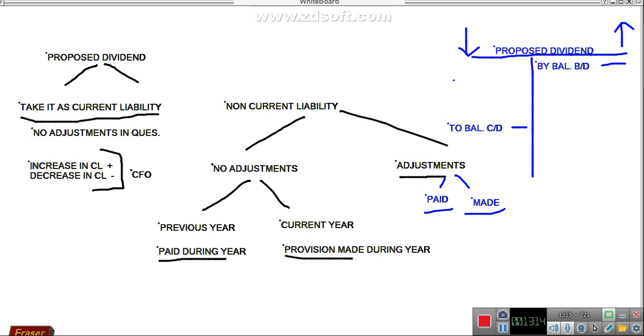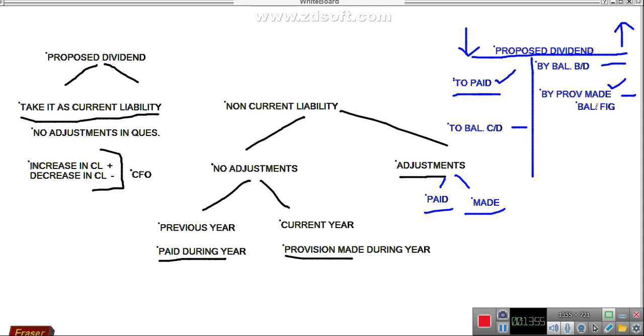So if you have been given dividend paid during the year, it is decreasing the liability, so it will be written on the debit side. And if you have been given provision for dividend made during the year, that provision made during the year will be written on the credit side. So one thing will be given in adjustment, either paid during the year or made during the year. If you have been given paid during the year, this made will be your balancing figure.